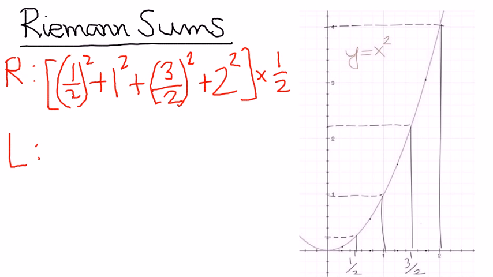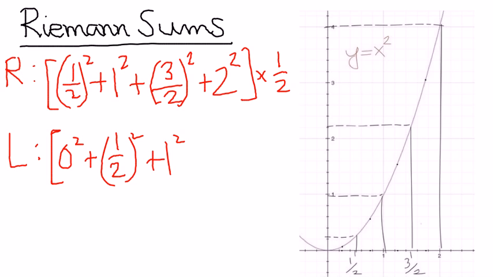And the left approximation was 0 plus 1/2 squared plus 1 squared plus 3/2 squared, times 1/2. As we saw in the last video, R gives much more area than the actual area we want to find, and L gives much less.